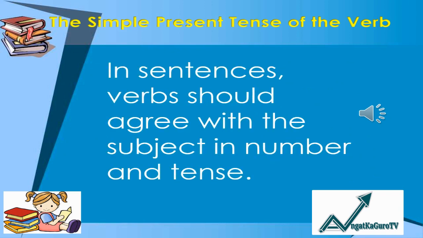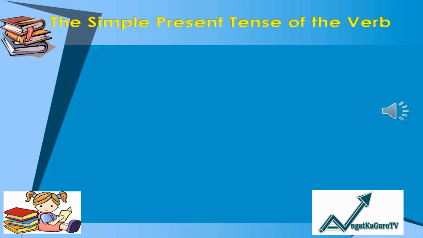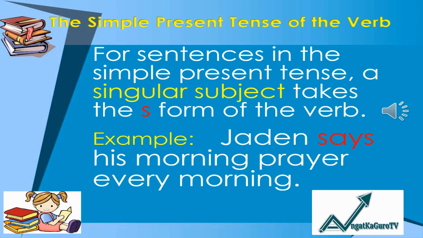In sentences, verbs should agree with the subject in number and tense. And for sentences in the simple present tense, a singular subject takes the S form of the verb. Example: Jaden says his morning prayer every morning.